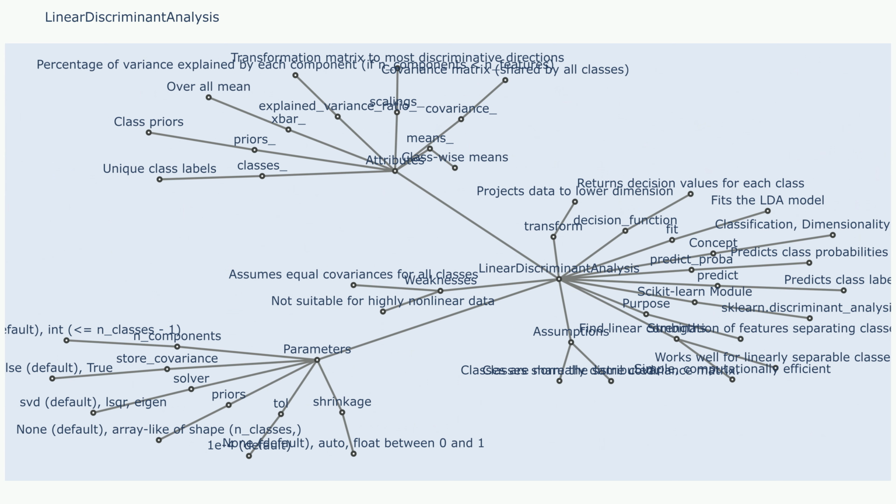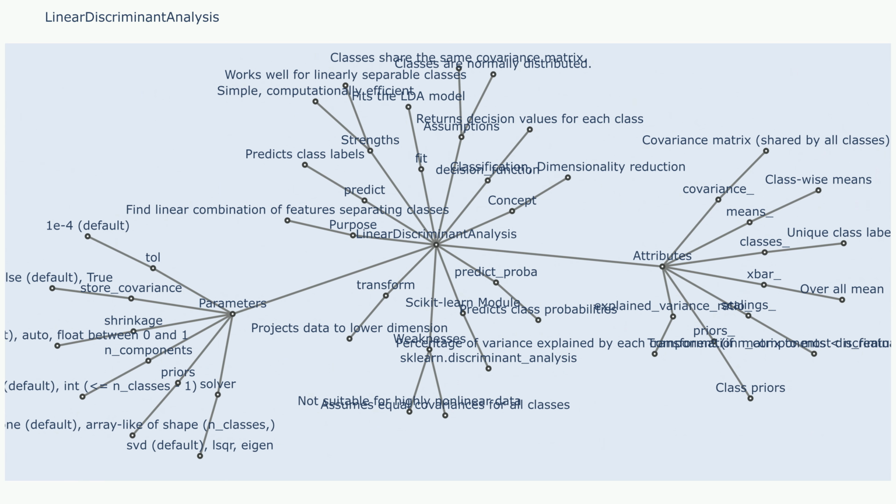Methods. fit(X, y) fits the LDA model to the training data. transform(X) applies the LDA transformation to the data. This method projects the data onto the discriminative subspace, reducing its dimensionality. predict(X) predicts the class labels for new data points. predict_proba(X) returns the predicted probabilities of each class for new data points. score(X, y) calculates the accuracy score of the classifier on the given data.